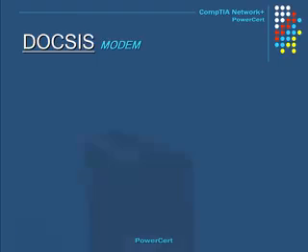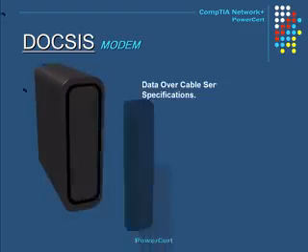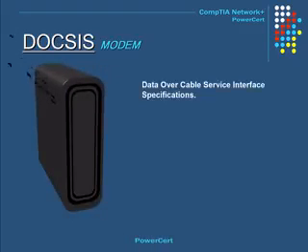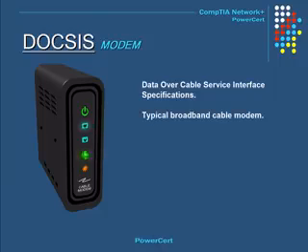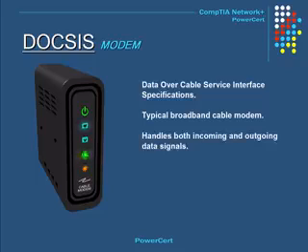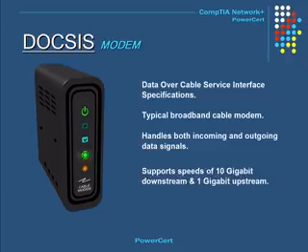Another standard is called DOCSIS, which stands for Data over Cable Service Interface Specifications. And those of you who have broadband cable internet will recognize this device. And yes, this is your typical DOCSIS cable modem. The DOCSIS modem handles both incoming and outgoing data signals, including internet, video, and voice. The DOCSIS 3.1 specification supports speeds of 10 gigabit downstream and 1 gigabit upstream.